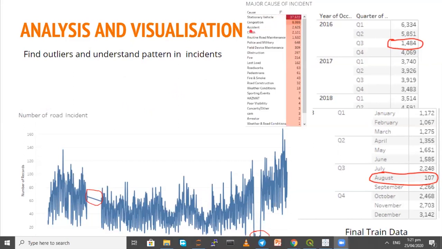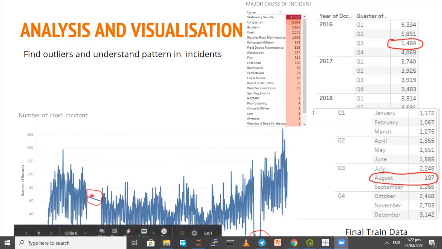Now, it was very surprising that most incidents were less of accidents and congestion came in more. We also saw weather condition on the low, and we also saw publicity on the low. I'll talk more on the weather condition and more views on the next slide. From the analysis, we also saw some erratic and very strange trends in the data.